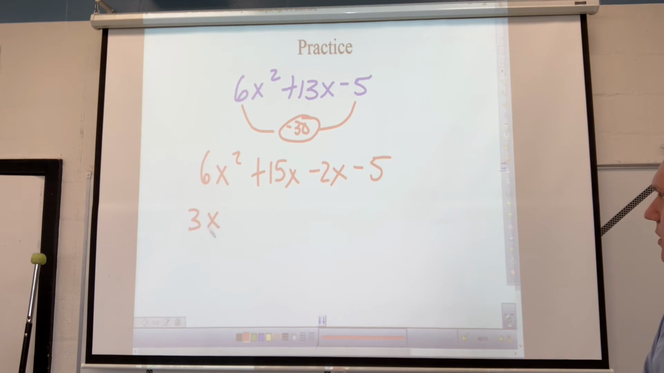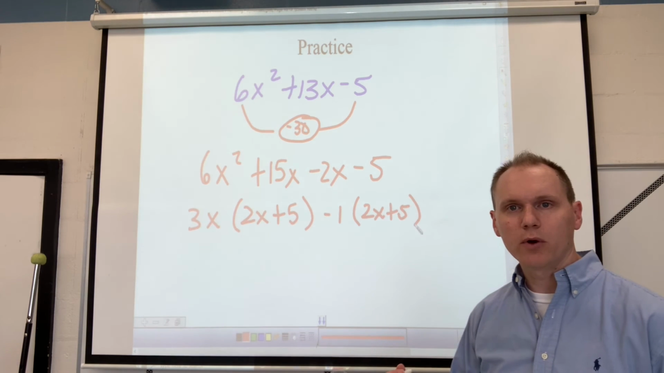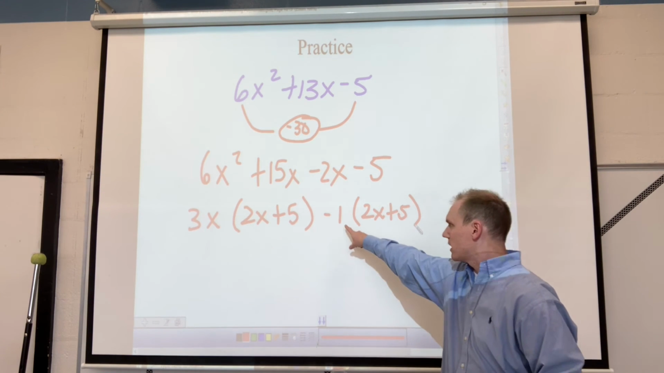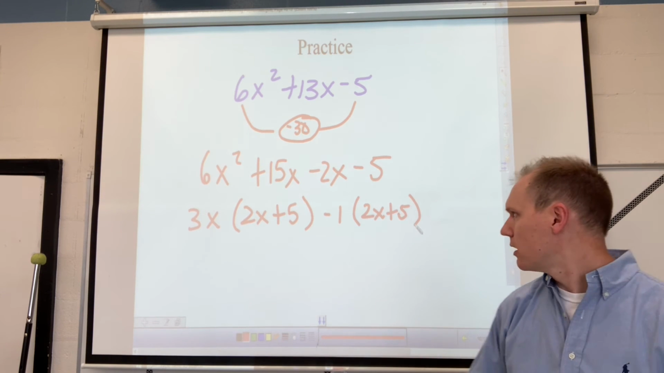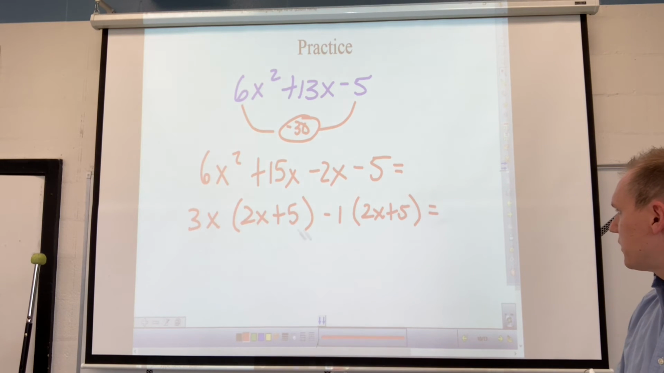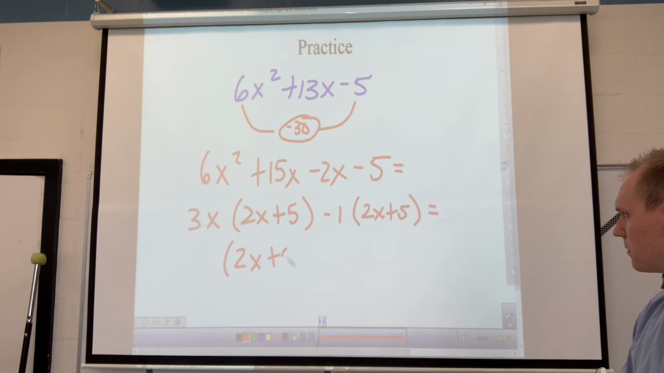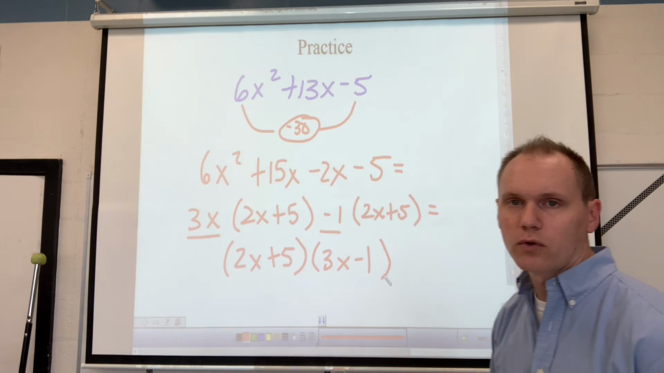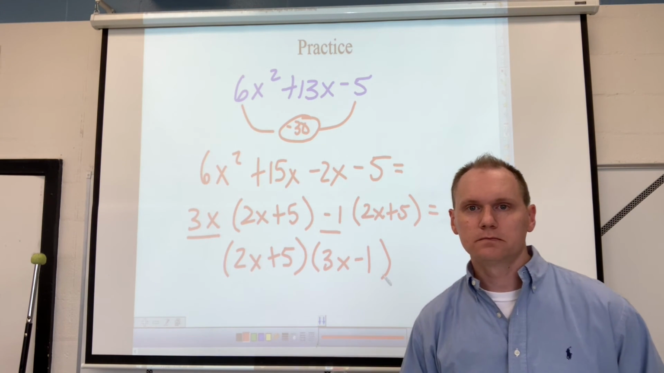So we have 3x from here, leaving us with 2x plus 5. And a negative 1 from here, leaving us with 2x plus 5. So kind of similar to that last example where it was a negative 1 that we factored out over here. All right, from there, we can factor out 2x plus 5 from the entire expression, leaving us with 3x minus 1. And that is factored form for that quadratic.